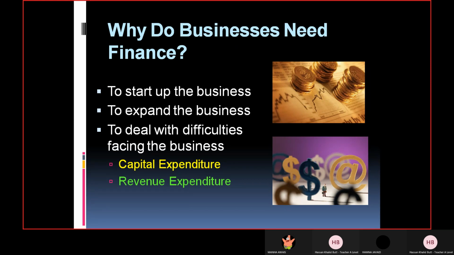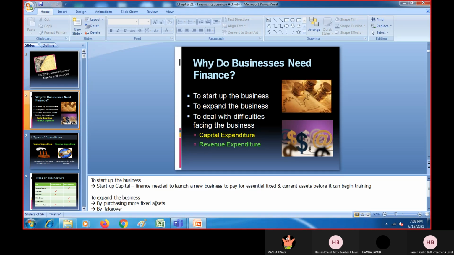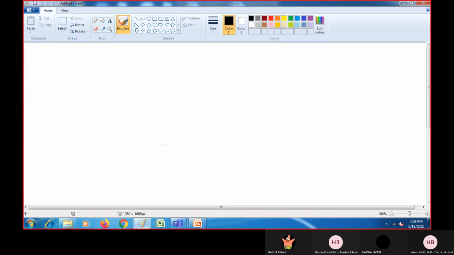So capital expenditure is the expenditure that is only for once, for example, the buying of land or buying a building or buying machinery. However, revenue expenditure are day-to-day expenses, for example, maintaining your machinery or buying the raw materials and paying wages, etc. All right. Great. Let me now write it somewhere so that you can get it even more clear.